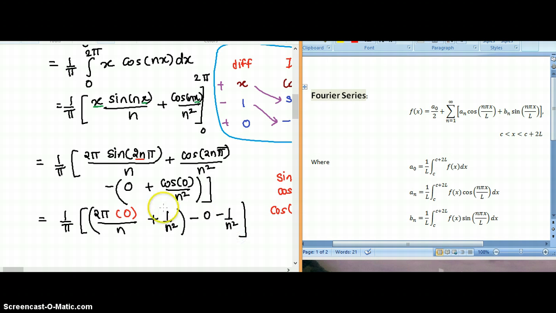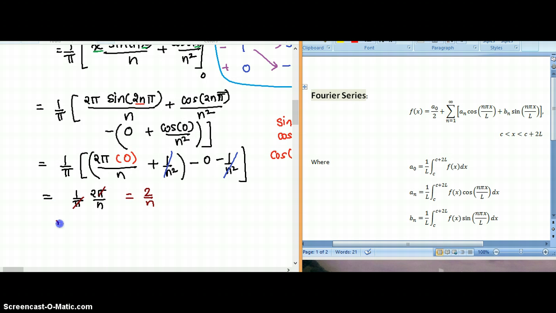So now we can cancel this plus with minus. So we are left with 1 over pi, 2 pi over n. Again we can further simplify by cancelling pi with pi. So we are left with 2 over n. So we get an as 2 over n. Okay, now what is left?